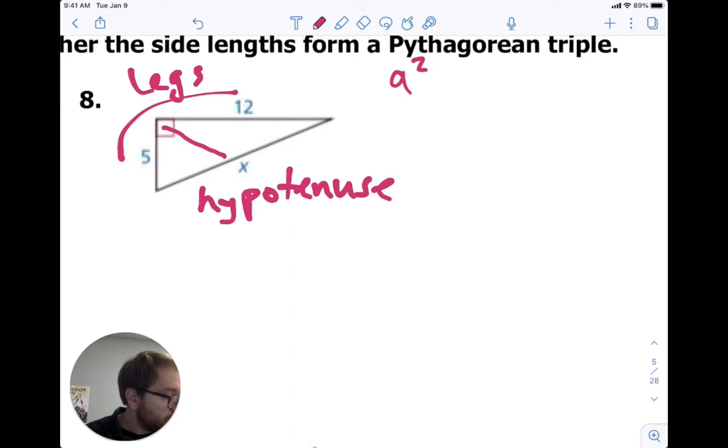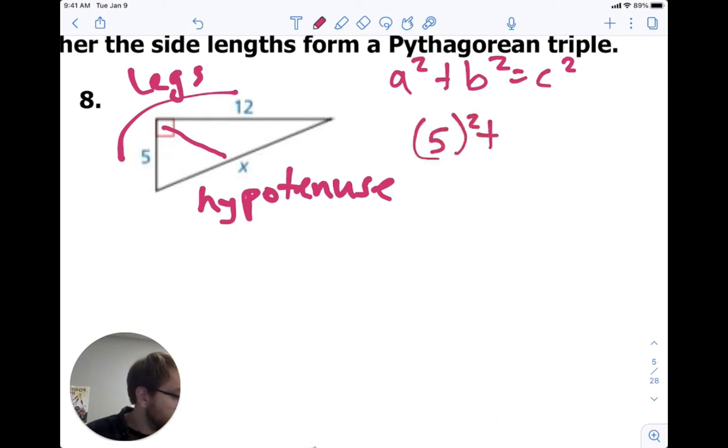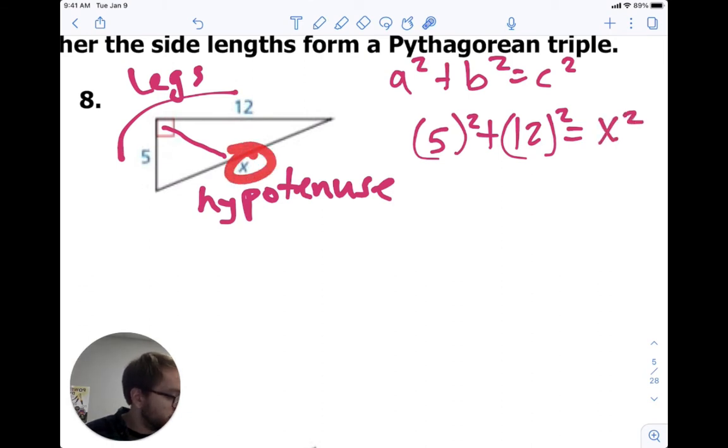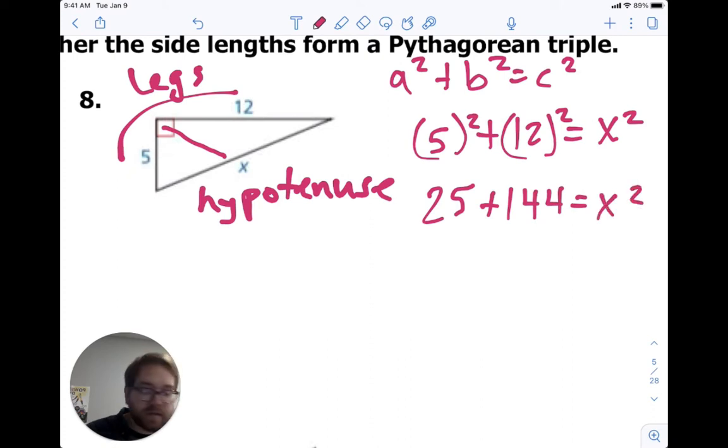So our Pythagorean theorem says a squared plus b squared equals c squared. And we're going to try to figure out what the hypotenuse is, that's our x. So I'm going to plug in my other two legs, 5 and 12. So that's 5 squared plus 12 squared equals c squared. Well, actually, instead of calling that c squared, we'll call it x squared because that's what our variable is here. And then I'm going to simplify. 5 squared is 25. 12 squared is 144. And x squared is just x squared. 25 plus 144 is 169, equal to x squared.